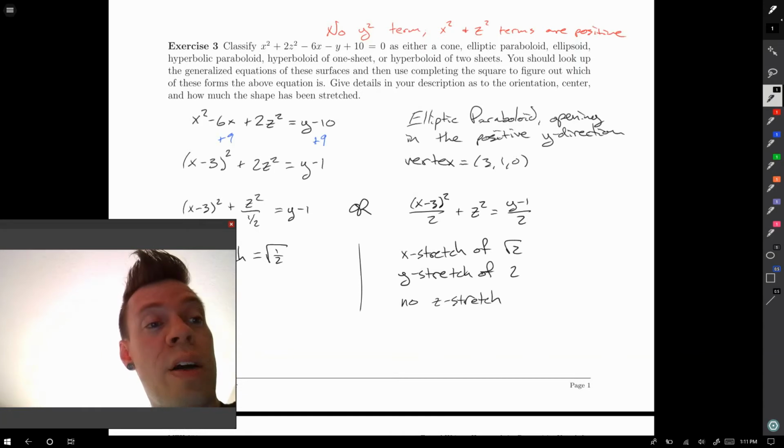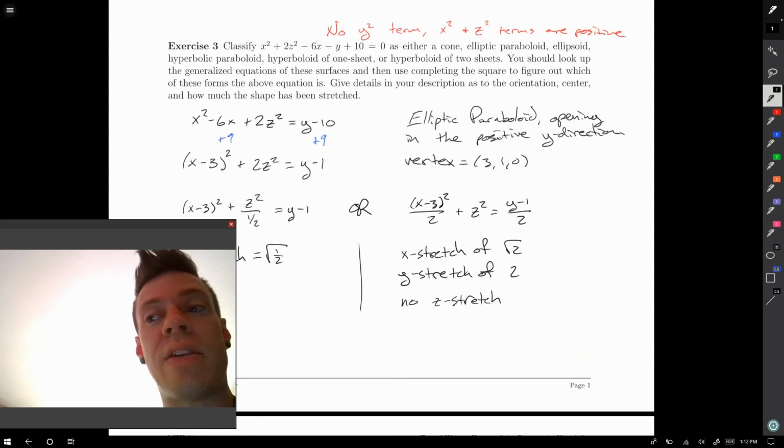And know that we are going to readdress this here in a few weeks when we actually start using these quadratic surfaces for finding equations of tangent planes and things of that sort.